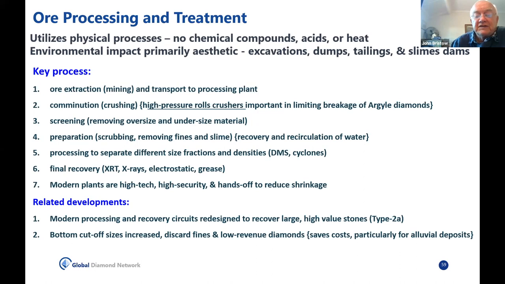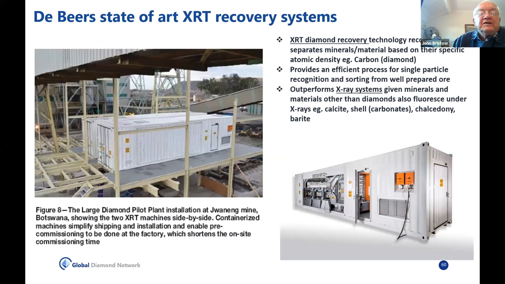So I won't go into this at great length, but the technology for extracting ore once you've got the ore, and then crushing the ore, is very sophisticated. We try and prevent the breakage of diamonds. We then screen to remove the oversize and undersize. We prepare the material through scrubbing to remove fines and muddy material. And then we have a whole lot of techniques, be it x-rays or x-ray tomography, where we can separate diamond from the surrounding material. All of these plants are very sophisticated and hands-off, containerized.